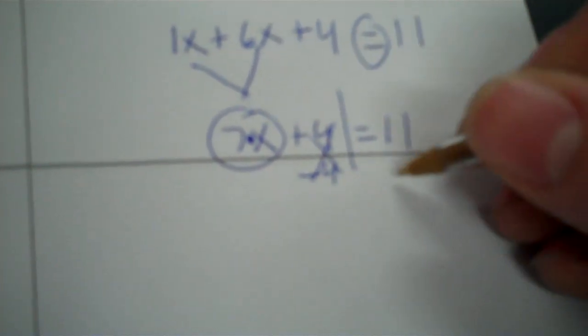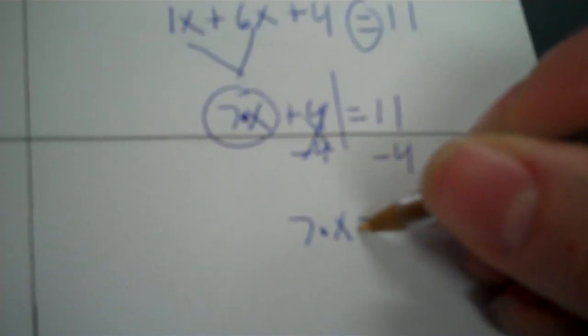Now we can solve for x. We have the times 7 and the plus 4. So we take out the positive 4 by minusing it. 11 minus 4 is 7. And then we divide both sides by 7. So x equals 1. Pay attention to the letter you just solved for. It's x. So we just put that in the x.